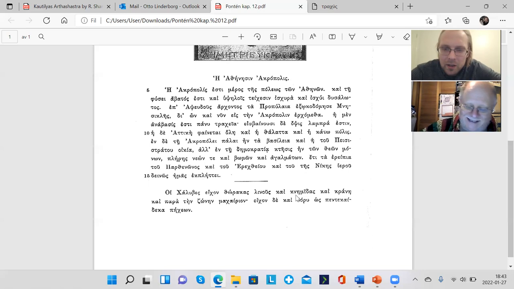Makes more sense. And knemides, which is here in the accusative plural. How did you translate knemides? I said greaves. Greaves, probably. Could also be leggings or something like that. Yeah, maybe leggings. And this krane, exactly as you said, helmet. So helmets.